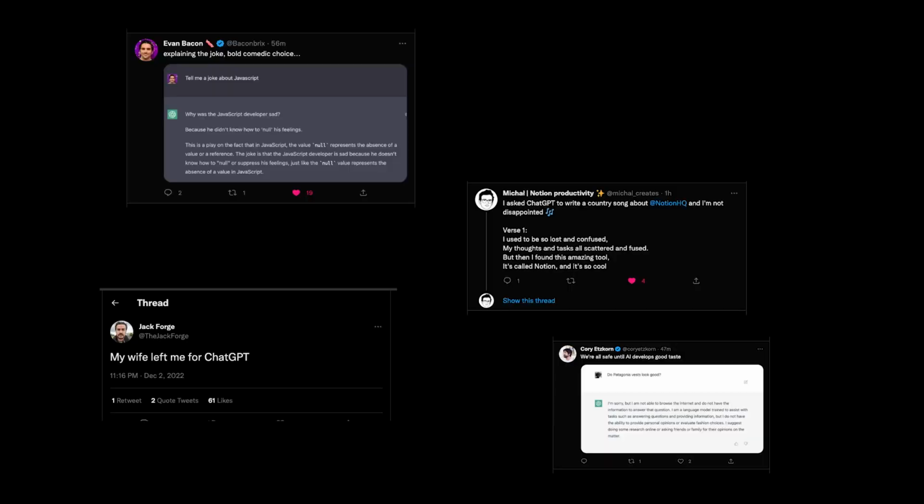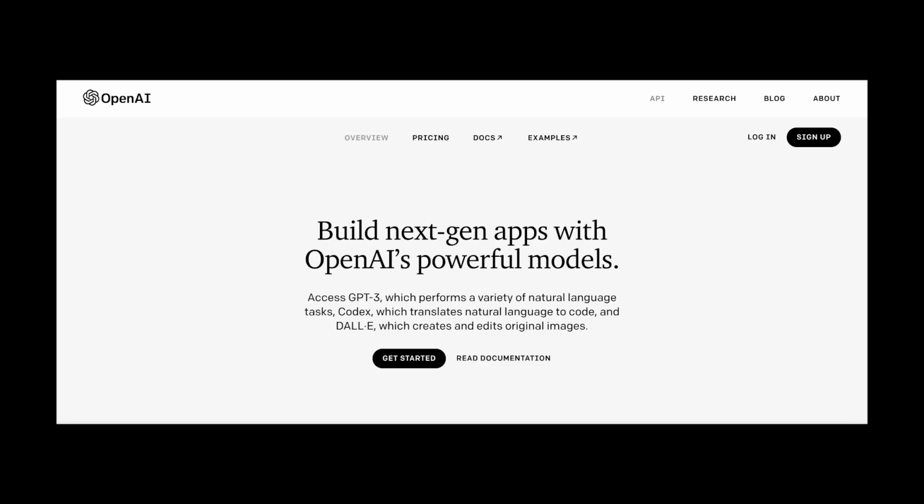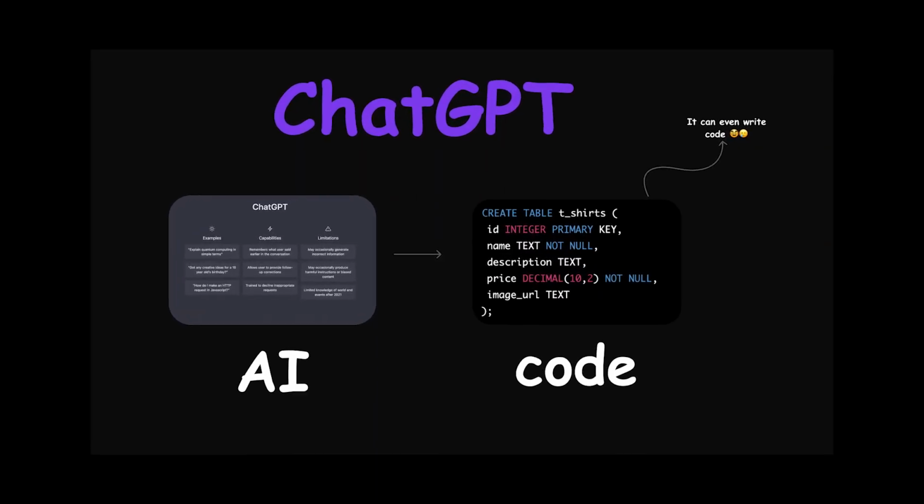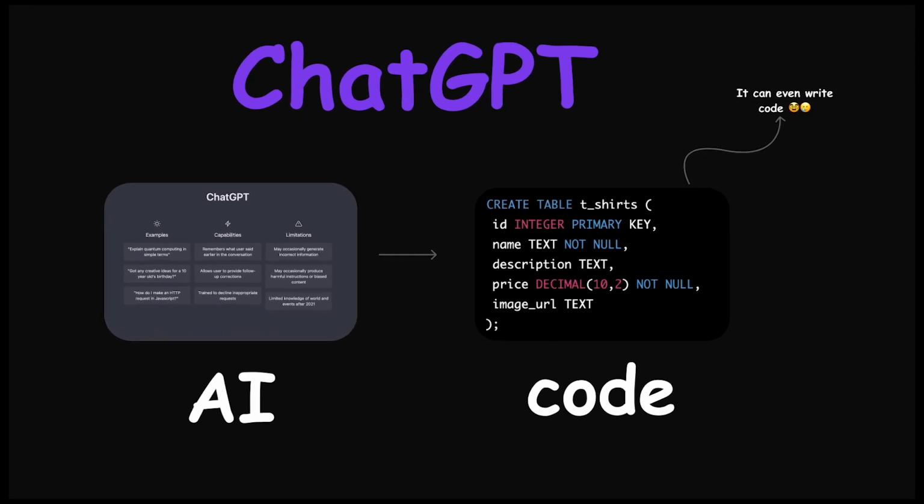Hi developers. Last week Twitter went crazy because of ChatGPT. This is a new OpenAI product, which is a chatbot that gives answers to all of your questions. If you ask it even to write the code, ChatGPT will do it for you.